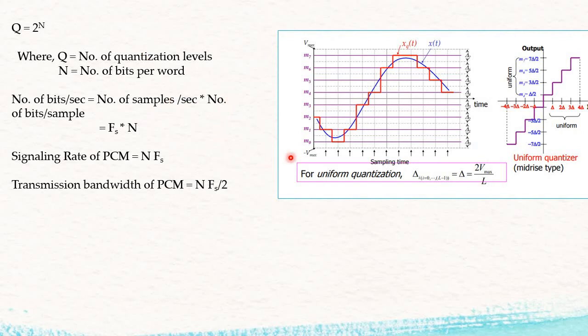So if I want my output to be of 3-bit size, how many quantization levels are there? We have 2 raised to 3, that is 8. So here we have taken the example. M0 to M7 are the 8 levels. Now in between, the dotted lines represent the respective quantization levels.